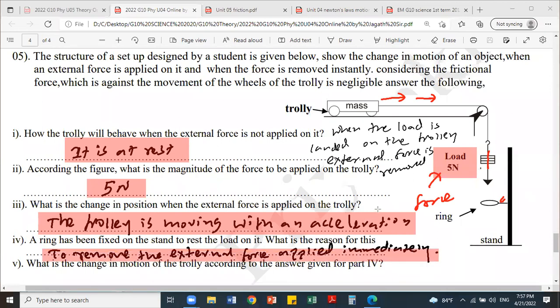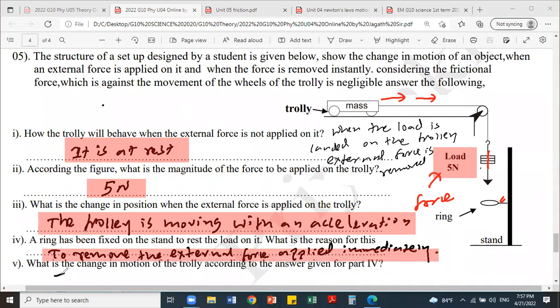What is the change in the motion of the trolley according to the answer given for part 4? What will happen to the motion of the trolley while it is moving, if you remove the external force applied? It will slow down and come to rest. The trolley will slow down and come to rest.